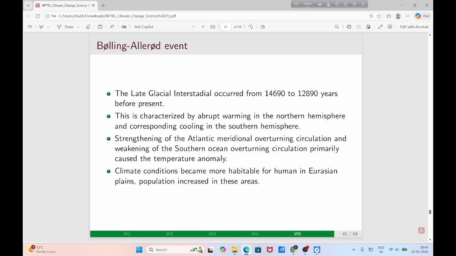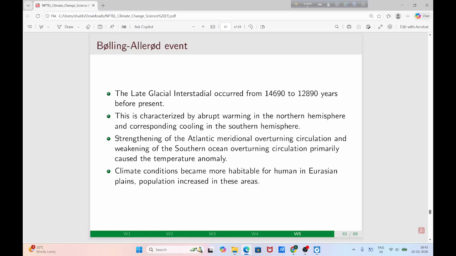That is also known as the late glacial interstadial. Interstadial means when there is less ice or less coverage of ice. Stadial means when there is more coverage of ice. So the ice age is divided into periods of stadial and interstadial events. We will also cover that. But the late glacial interstadial occurred from this time period, and that is particularly known as the Bølling-Allerød event.